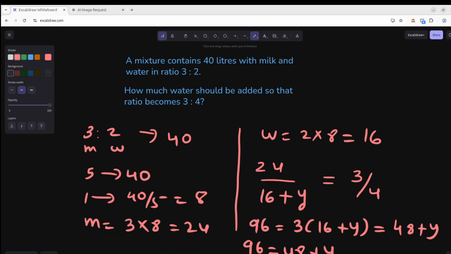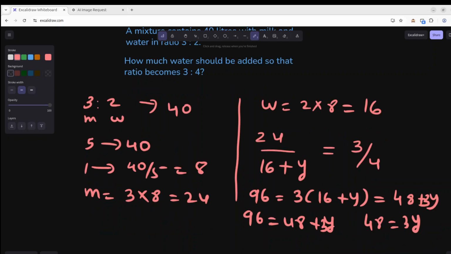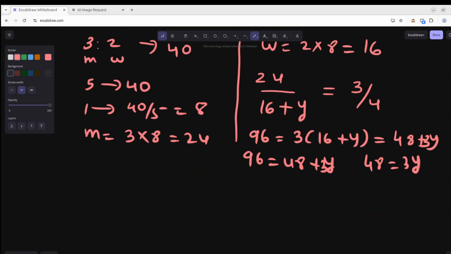So, sorry, this is 3y, okay? 96 equal to 48 plus 3y. That is 48 equal to 3y. So we get y equal to 48 by 3 equal to 16 liter. So we need to add 16 liters of water to make this ratio. So I think this is clear to everyone.